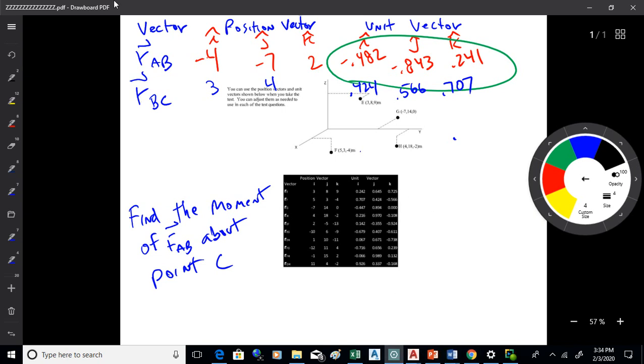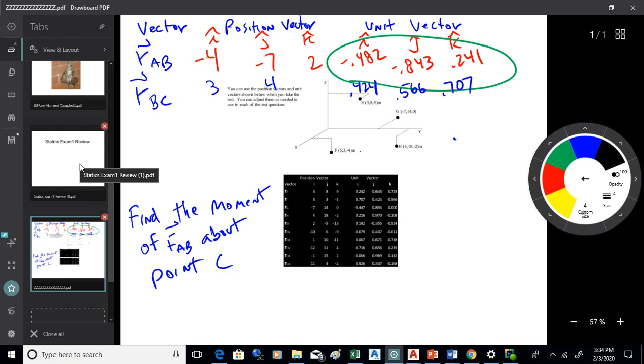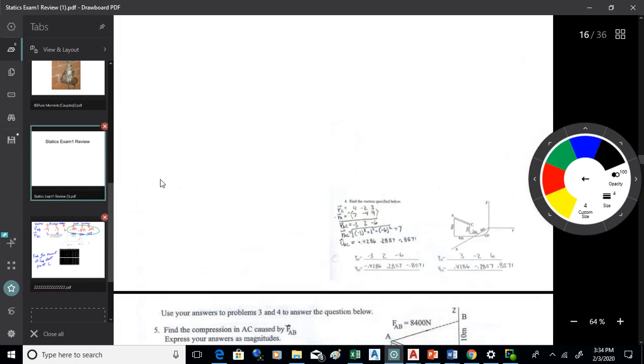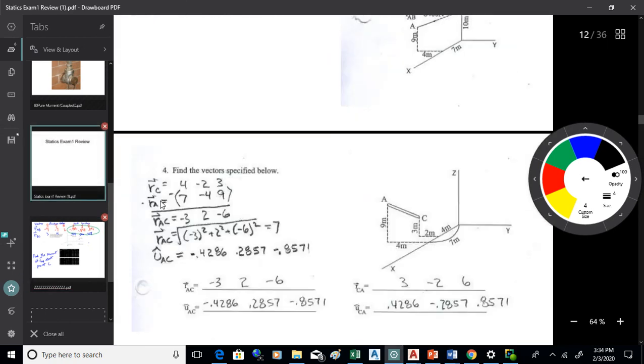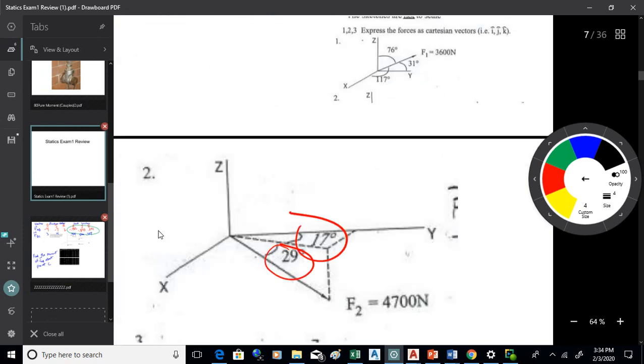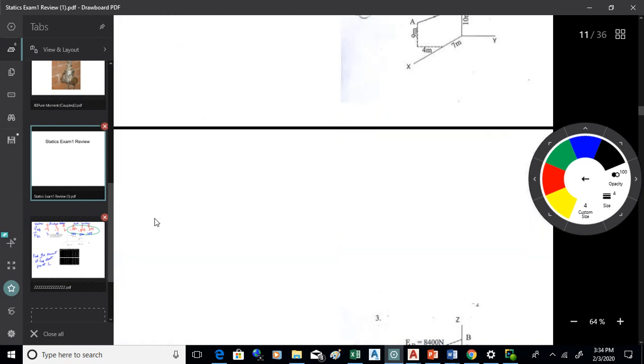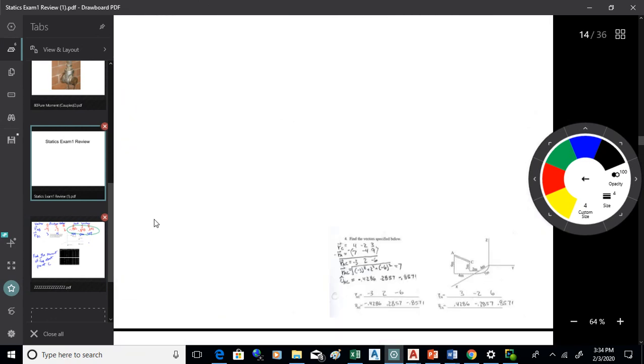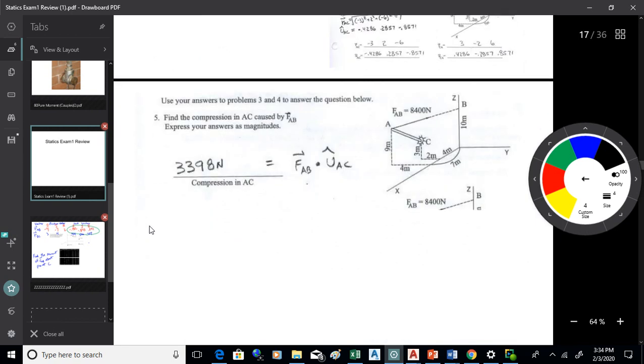All right, so that's one way I might do it. Now, on this particular test, the way I did it was I had you find the vectors first, and that was problems 3 and 4, and then I had you use them later. So you just had to find them once, and then you could use them.